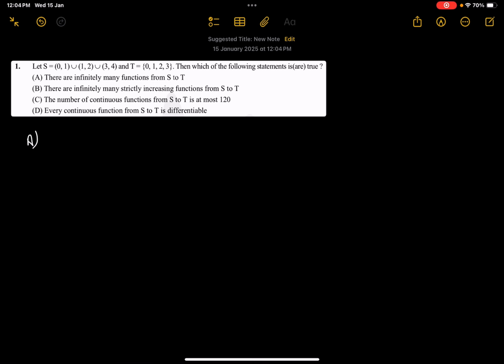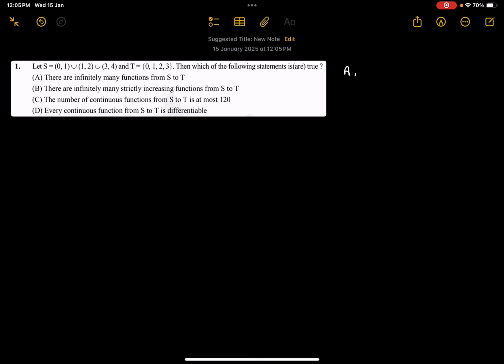As there are no constraints on the functions, each member of the set S can be assigned to any of the members of set T. So the number of functions would be the cardinality of set T to the power of cardinality of set S. This is 4 to the power of infinity, so this is infinite. So there are infinitely many functions. So option A is correct.